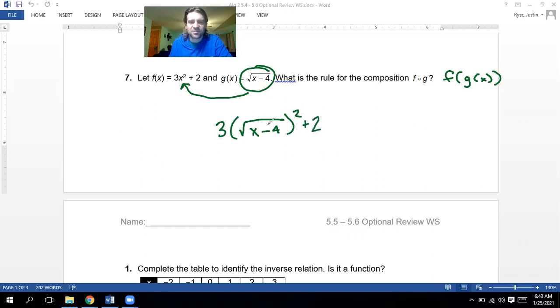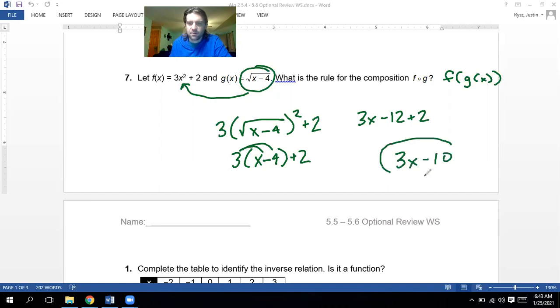All right, so what we actually have to do here is, usually we write this out twice, but since we have a radical, it actually makes our job super easy. We just distribute the square, and the square and square root cancel each other out. So this becomes 3 times x minus 4, just a regular x minus 4, plus 2. So distribute the 3, we got 3x minus 12 plus 2, and the minus 12 plus 2 makes it a minus 10. So 3x minus 10.